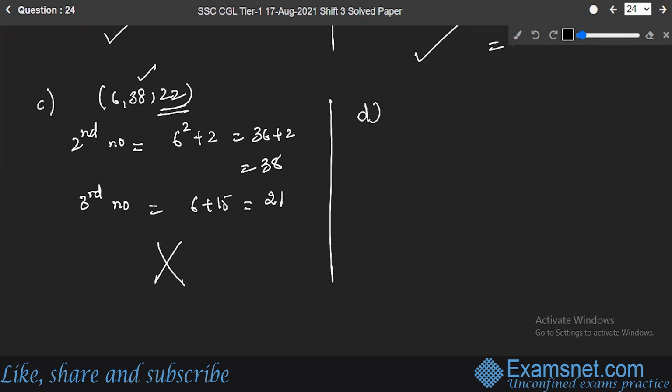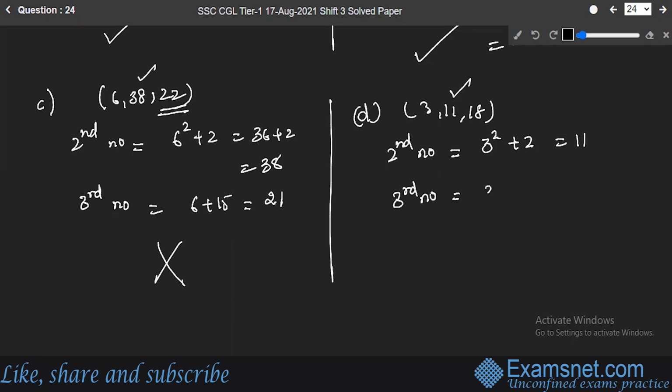Let's go with option D, the last one also. Option D has the numbers 3, 11 and 18. So second number should be equal to square of the first plus 2, that is 9 plus 2, equal to 11, which is correct. Third number should be equal to first number plus 15, which is equal to 18, which is correct. So even this is correct.